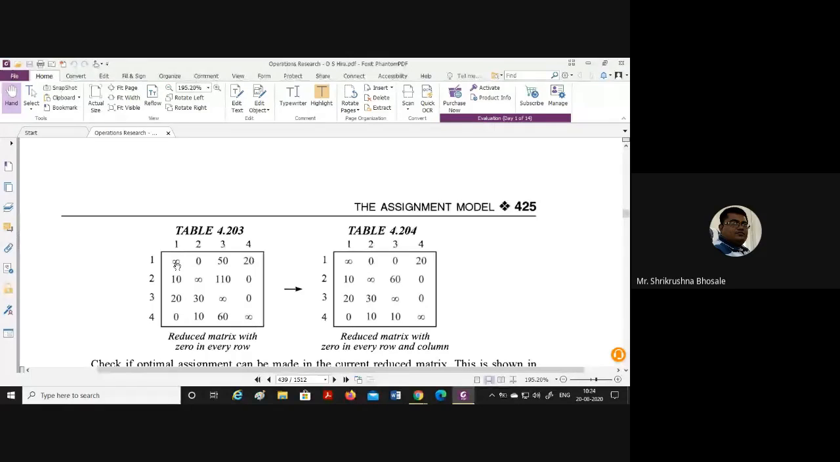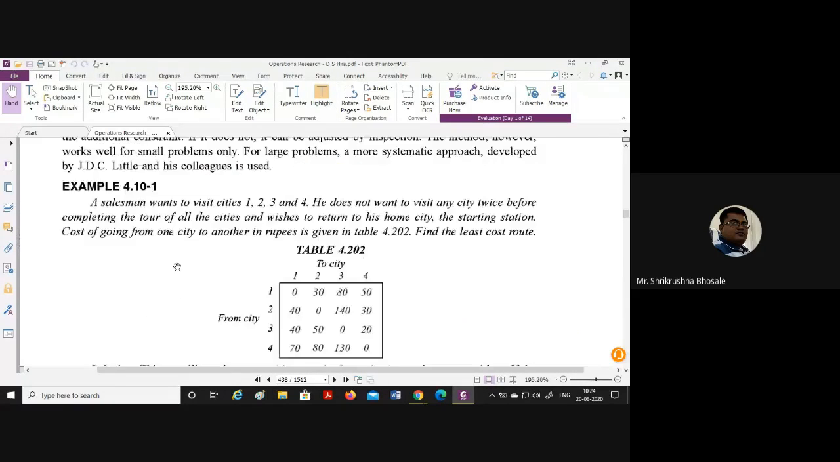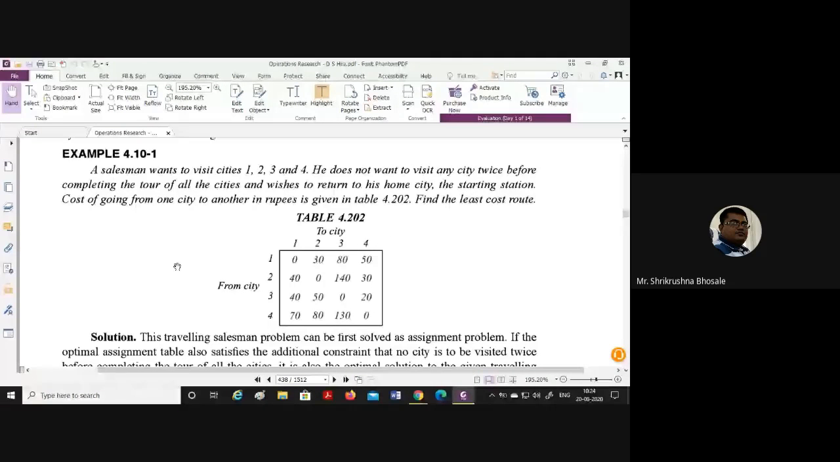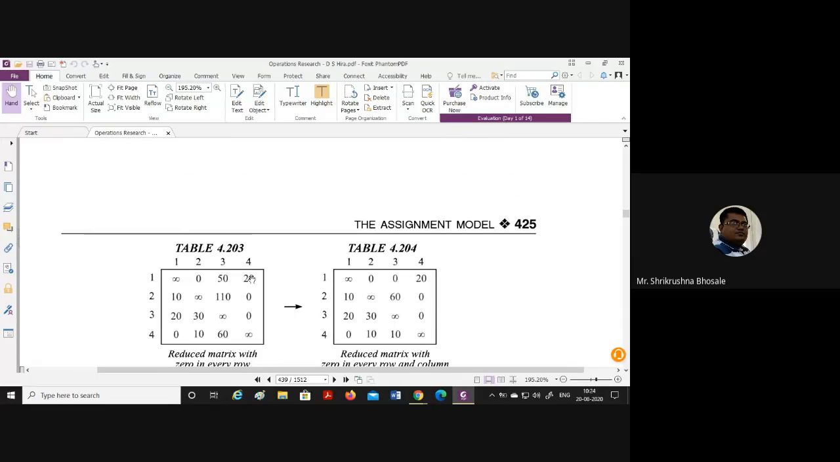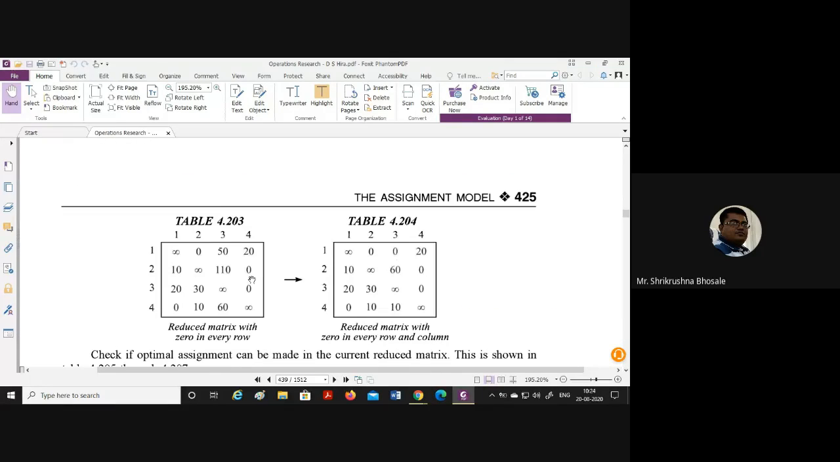So once this is there, then you have to find the next smallest number from this table. After writing infinity here, another number is 30. So that 30 I have to subtract from the remaining 3 values. For the second row, again 30. For the third row, 20. And for the last row, it is 70. So by writing infinity at the diagonal location and doing the row minimization operation, I found this table.